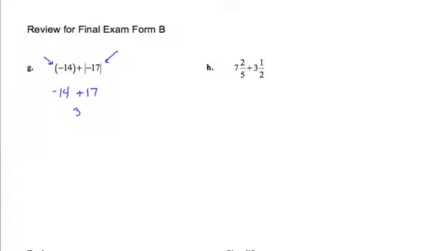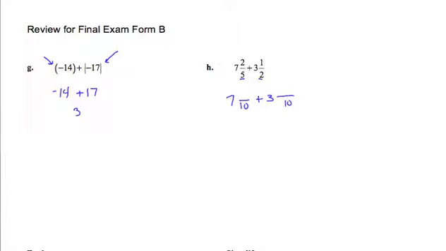H, we're adding mixed numbers. And in order to add any sort of fraction, we're going to need a common denominator. Notice we don't have that there. We have denominators of 2 and 5. So the first thing we're going to have to do is build these into like fractions. So our common denominator with 2 and 5 is going to be 10.